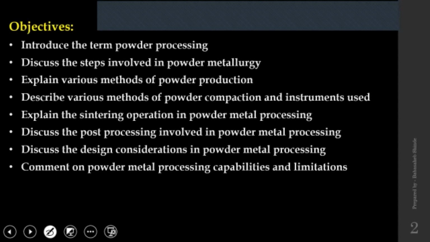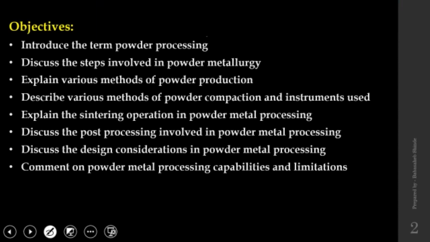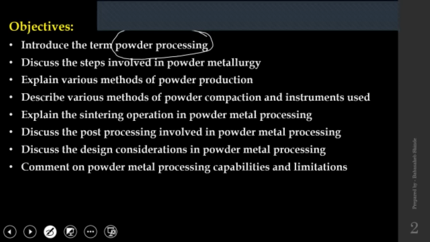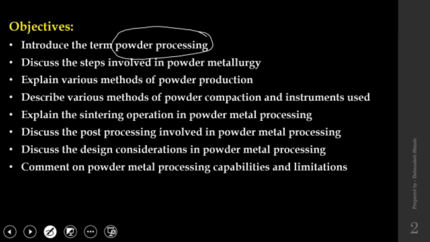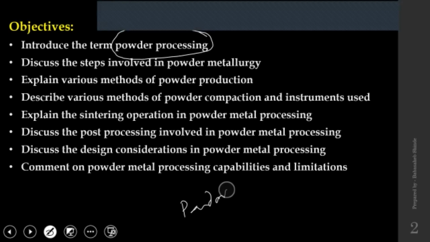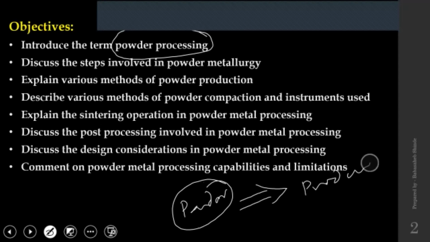So we'll be beginning with the introduction of the term powder processing. Powder processing, or it is also called powder metallurgy, the term indicates that we are going to use powder as a raw material, and we are going to compact it, heat it, and finally we are going to get the product from that powdered raw material. And this whole technique is called powder metallurgy or powder processing. So we'll be discussing the introductory part.